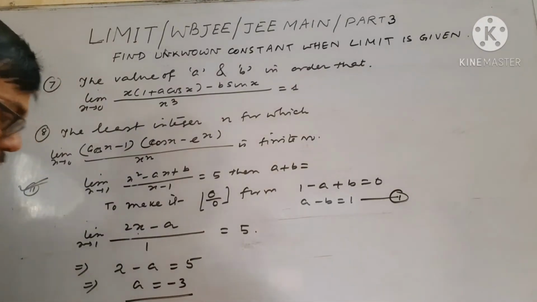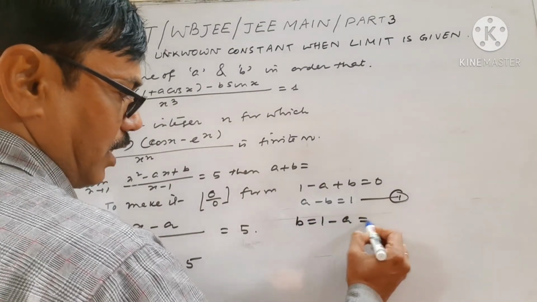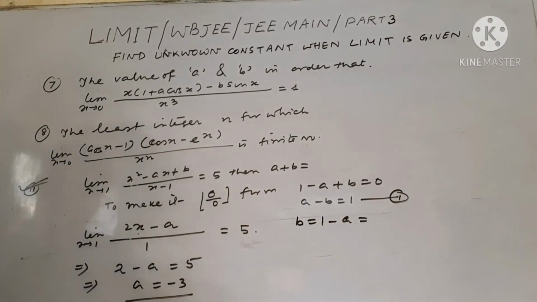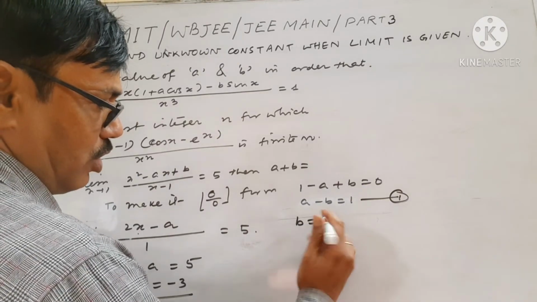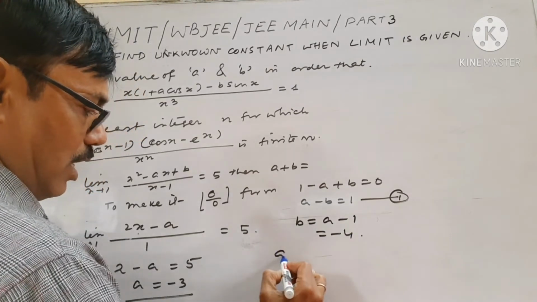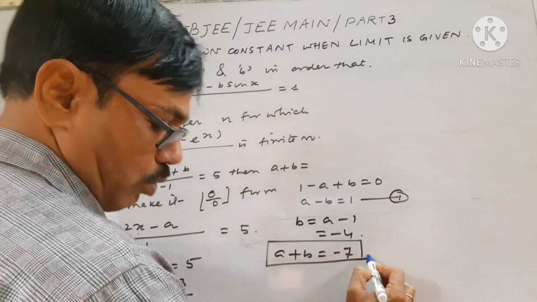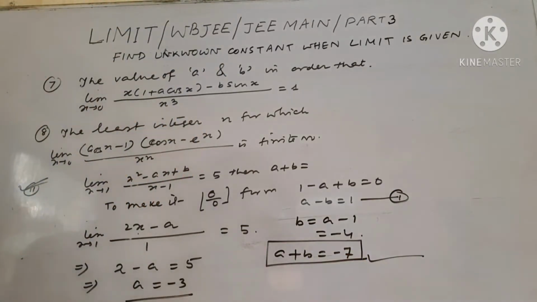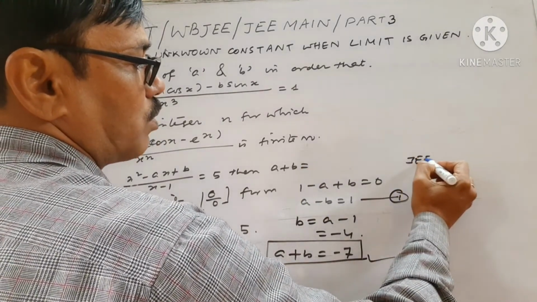If a is minus 3, then what is b? B equals 1 minus a, a is minus 3. So b is minus 4. So what is a plus b? A plus b is minus 4 minus 3, this is minus 7. So this is a JEE Main 4 marks problem.